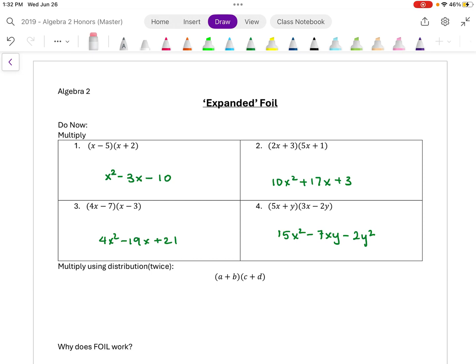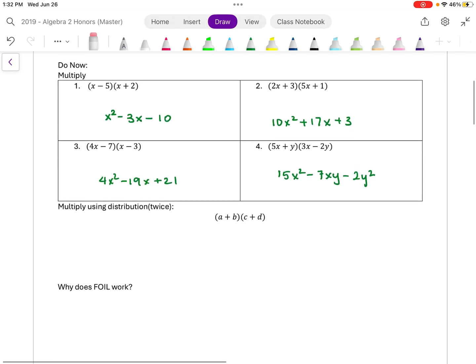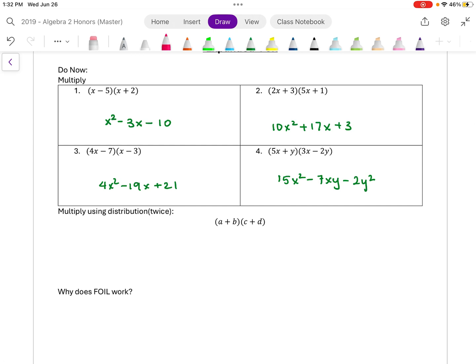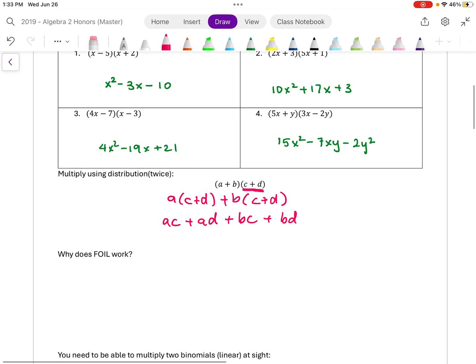Technically, when you're multiplying two binomials, or any polynomial for that matter, you're doing a double distribution. I took the basic generic binomial times another binomial where each of the terms is something different. We're going to distribute the second binomial over the first. So you're going to have A times C plus D plus B times C plus D. And then distribute again. That's why I was saying it was a double distribution: AC plus AD plus BC plus BD.